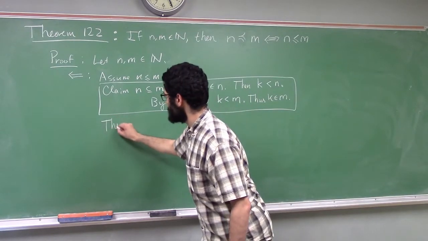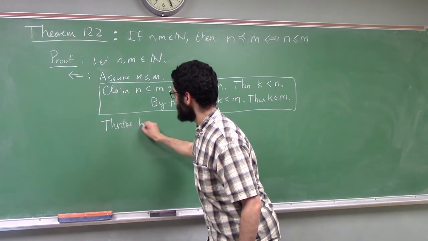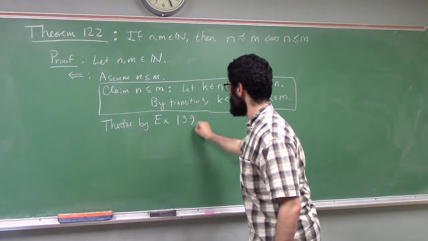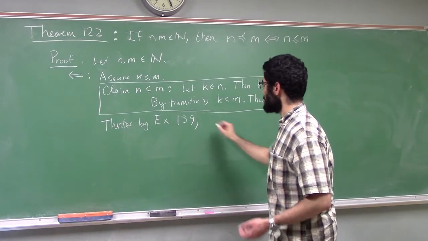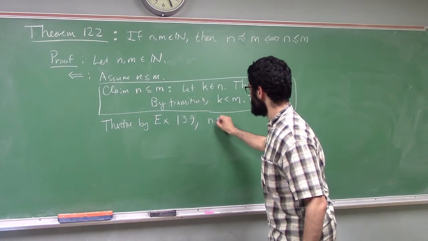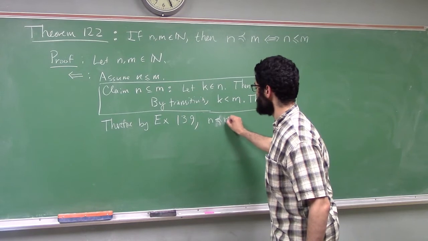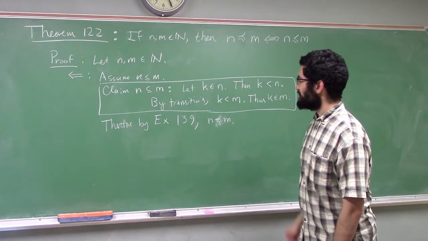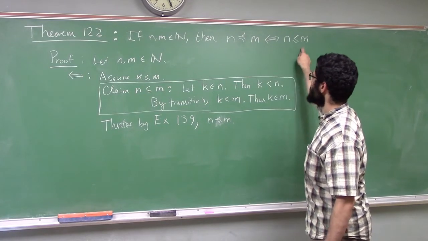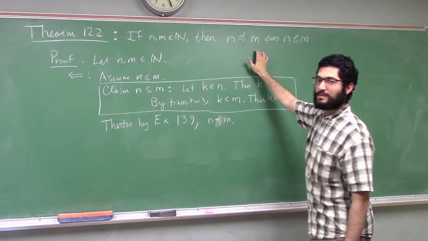Therefore, by exercise 139, we now know that there exists an injection from n to m. Okay, so that was the easy direction of this. If n is less than or equal to m, then n is a subset of m, therefore there's an injection from n to m.